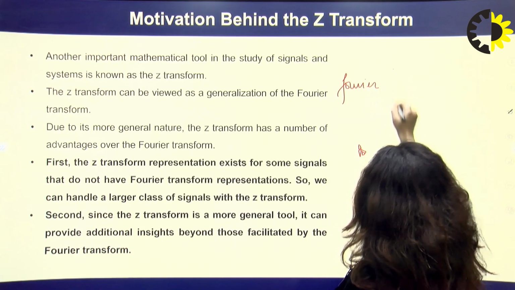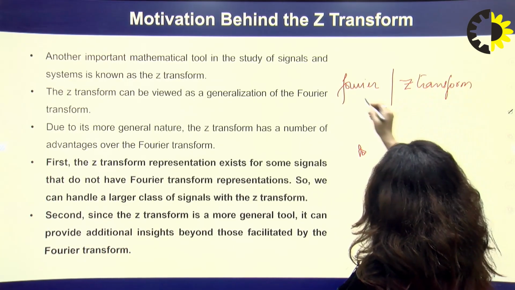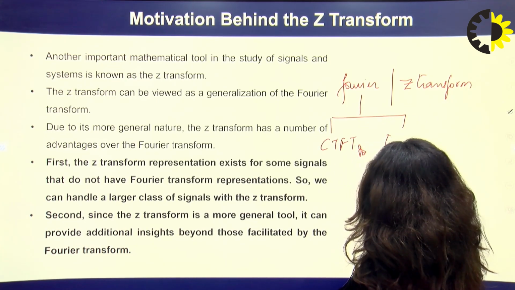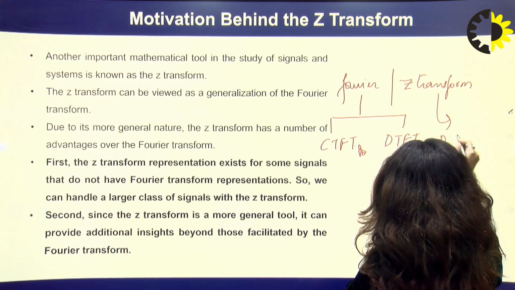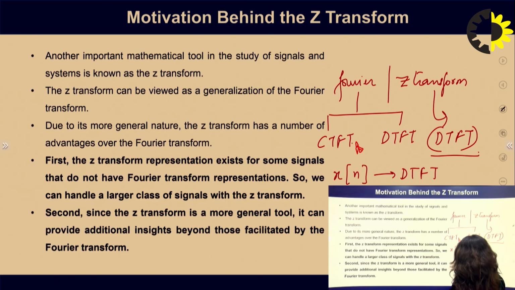Fourier with Z. The Fourier transform has two parts, that is CTFT, the continuous time Fourier transform, and the discrete time Fourier transform. The Z transform is the equivalent of the discrete time Fourier transform. For a discrete time sequence x[n], we can find the discrete time Fourier transform, and also we can find the Z transform.